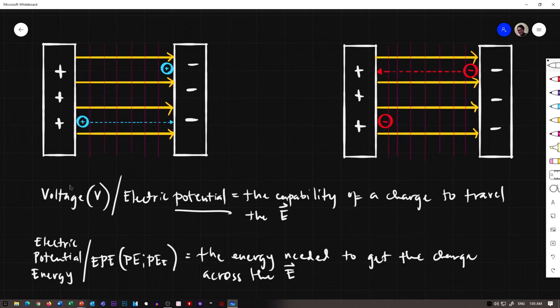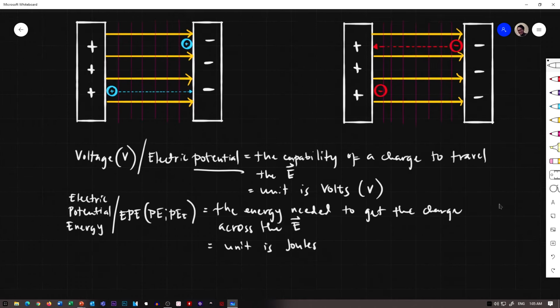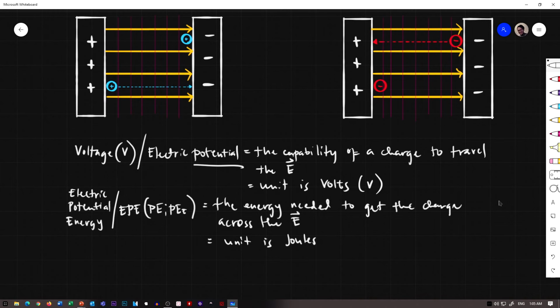Okay, so by the way, going back, for voltage, the unit is volts. Right, it's SI unit. So this is small v. Okay, then we have electric potential energy. Of course, this is energy, so the unit is joules. Okay, then let's have potential gradient.